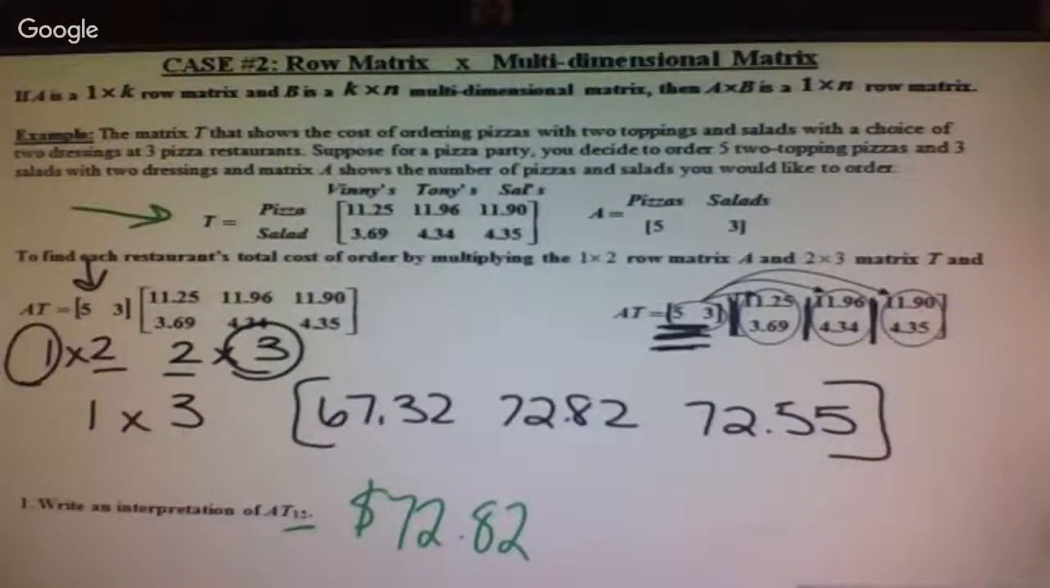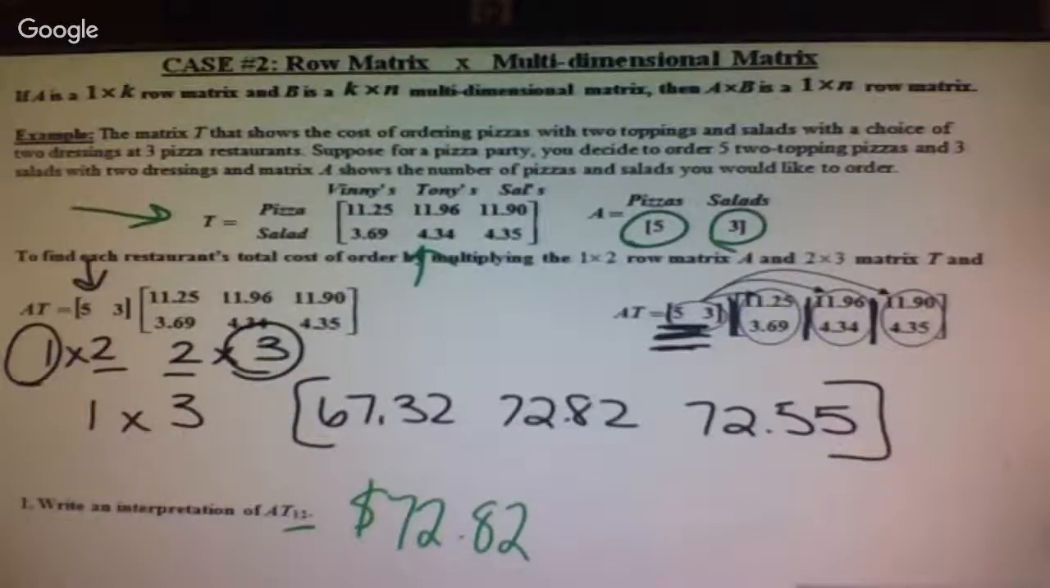Tony's Pizza, we're in the second column. So we're talking about Tony's Pizza. What else are we talking about? Salad. What did we buy at Tony's Pizza? Pizzas and salad. For how much of them? Oh, we bought 5 pizzas and 3 salads.